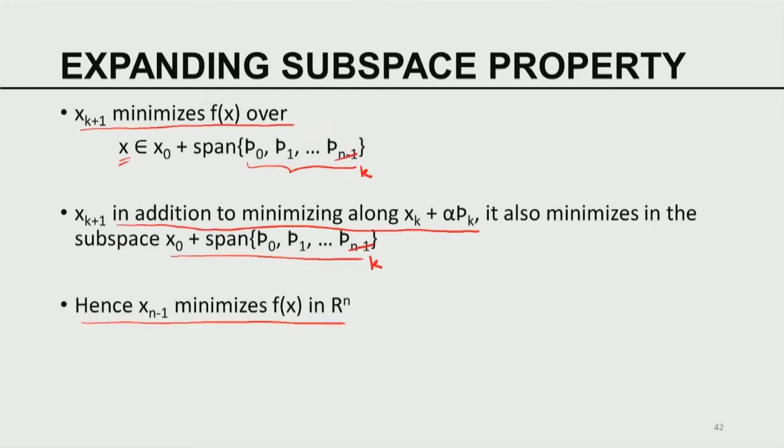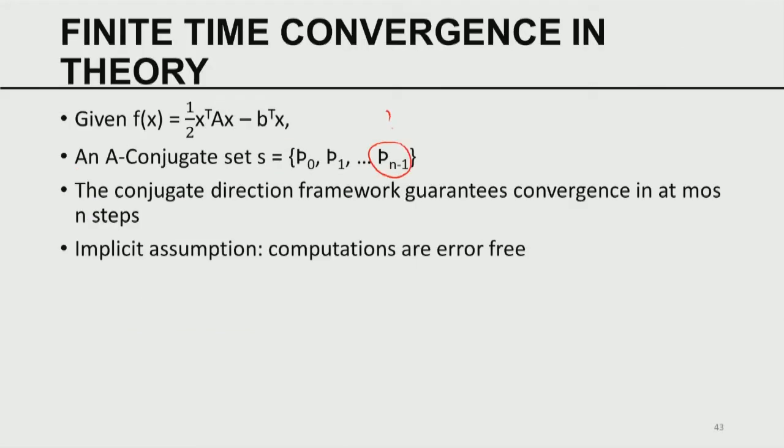Therefore, what is the summary of this? Each iterate not only tries to minimize in the direction chosen, it also minimizes in the subspace spanned by all the previous conjugate directions. So when I come to xn minus 1, it minimizes f of x over the span of p naught, p1, p2 up to pn minus 1. Since p naught, p1, p2, up to pn minus 1 span the whole space and form a basis, I have minimized it over the entire Rn. That is the fundamental idea of this expanding subspace property. That essentially gives you the notion of finite time convergence.